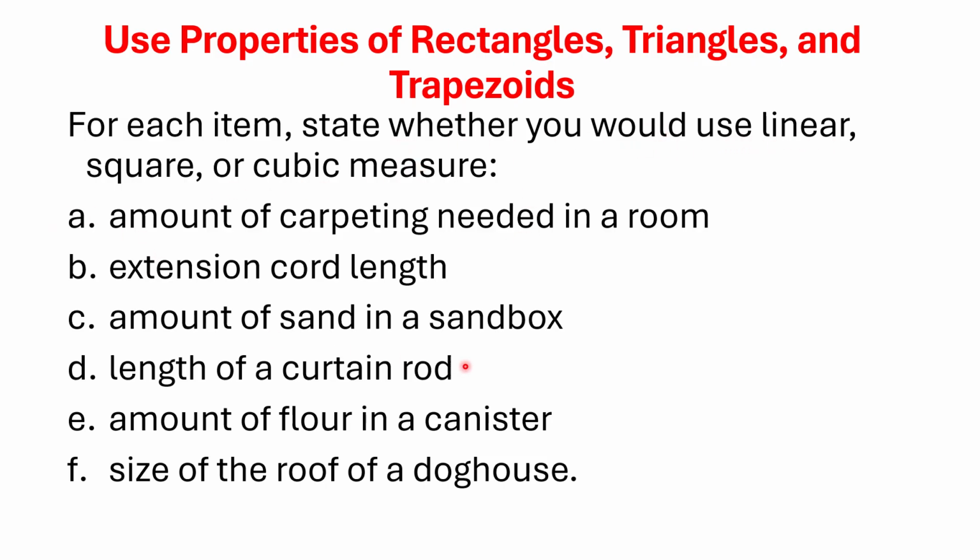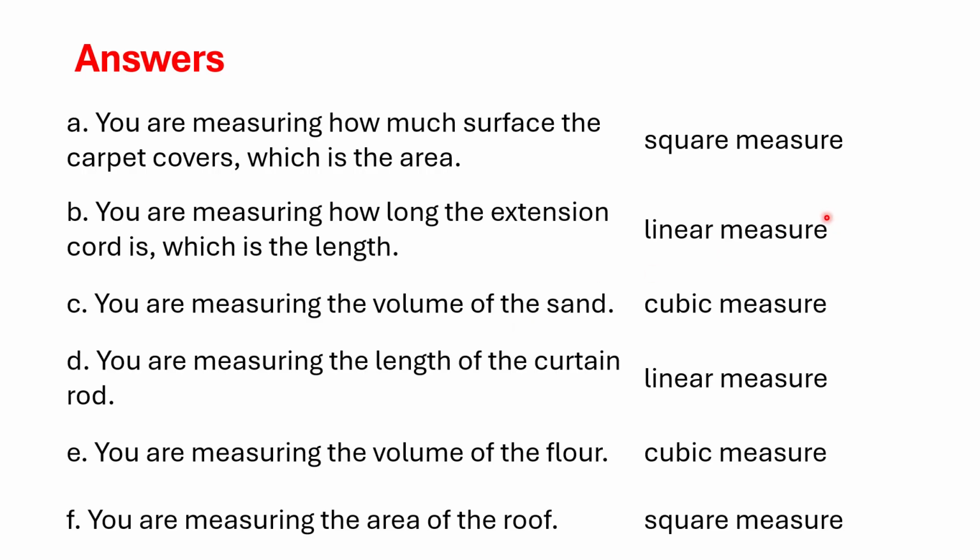For item A, amount of carpeting needed in a room, we have to use a square measure. And for B, you are measuring how long the extension cord is, which is the length, so we have to use linear measure. And for C, you are measuring the volume of the sand, so we have to use cubic measure.